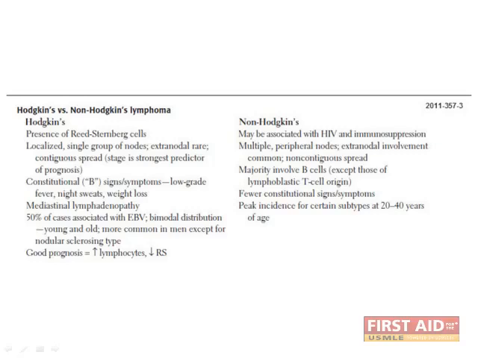In contrast, non-Hodgkin's does not have Reed-Sternberg cells. It involves multiple peripheral and non-contiguous lymph nodes. It's associated with HIV infection or immunocompromised and has a peak incidence in 20 to 40-year-olds.